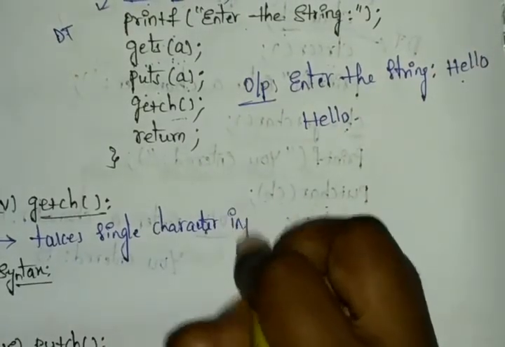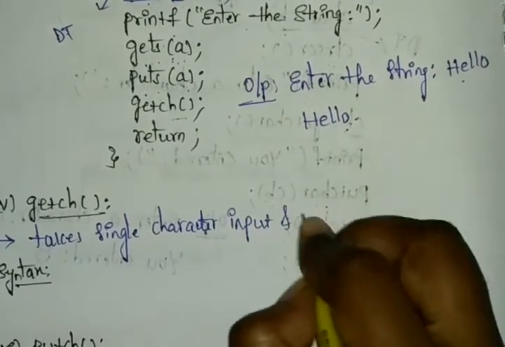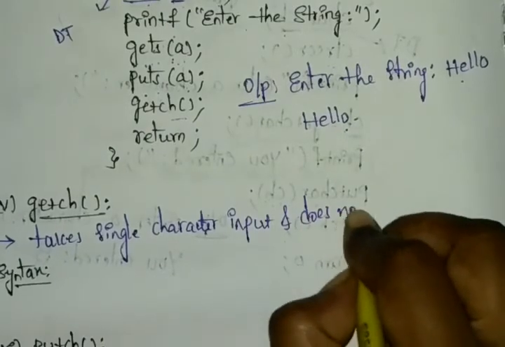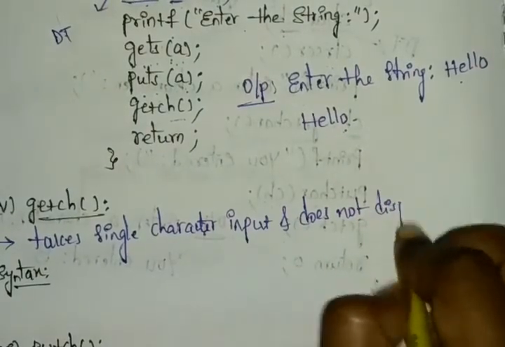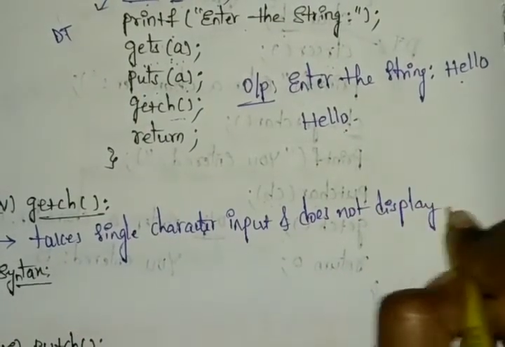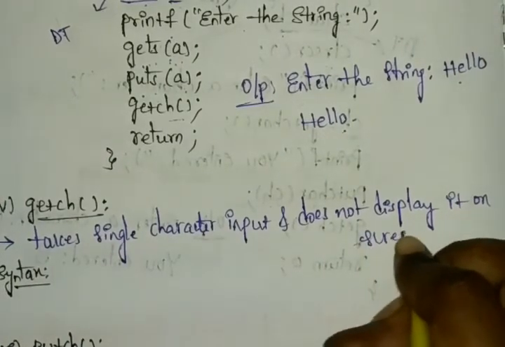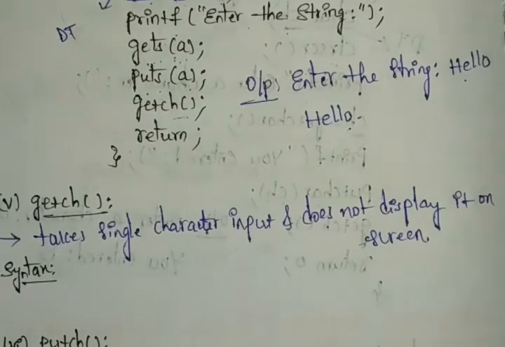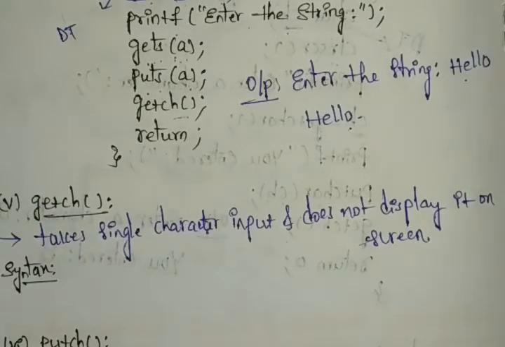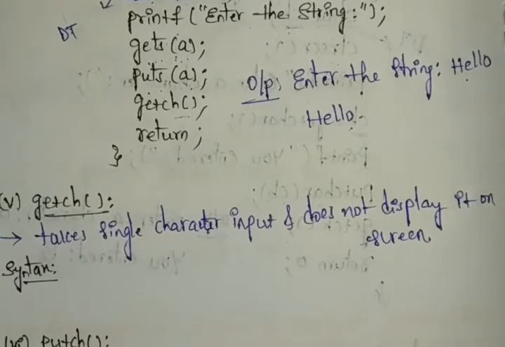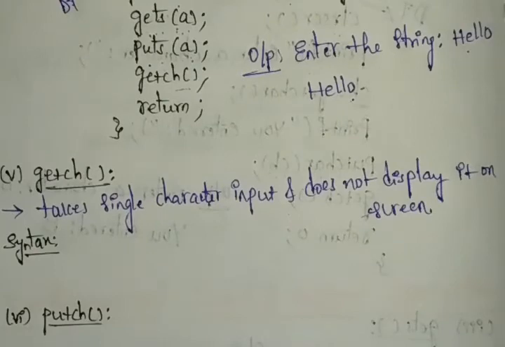Character input and does not display it on the screen. So getchar will be displayed on the screen, but getch will not display whatever the user has entered by the keyboard. That is the difference here. It is not displaying anything.